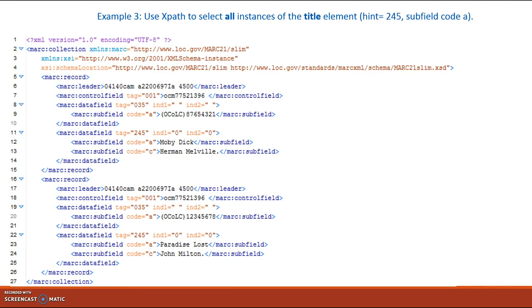So for example 3, we want to use XPath to select all instances of the title element, subfield code A. So we just want the title. Remember, 245 is more than a title. It can also include information such as the creator, like the author, or an editor. It can also have subtitles, volume information. But in this case, we just want subfield code A, which is the title.